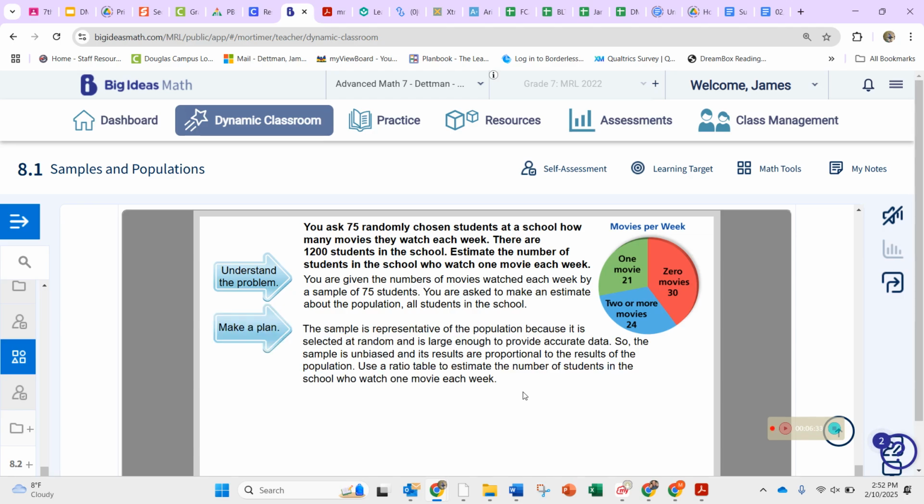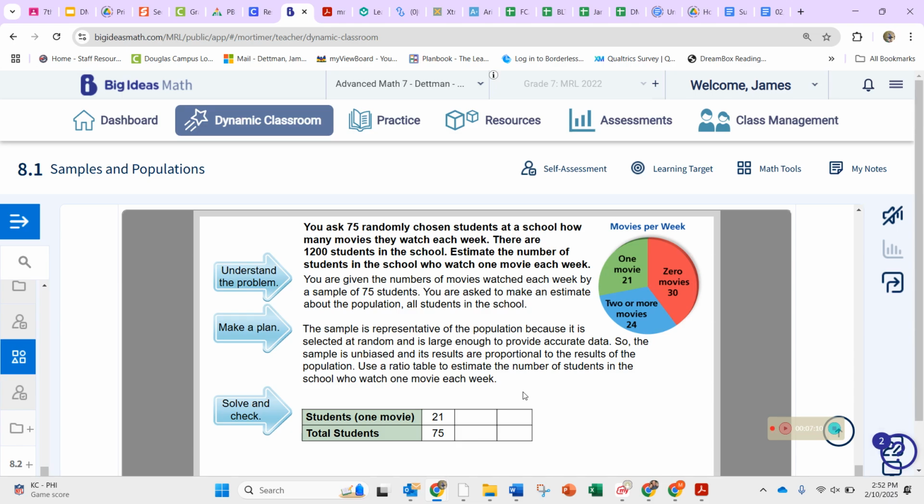So the sample is a representative of the population because it's selected at random. It's large enough to provide accurate data. So the sample is considered unbiased, and then the results are proportional to use. So now you could set up a proportion. You could say, hey, well, 75 over the 1,200, and you can say, well, how many watch movies? Well, you can say 21 out of X, and then you can figure out, well, if 21 out of 75 watch one movie a week, you can set up a proportion to do that, and that's kind of what they'll show here.